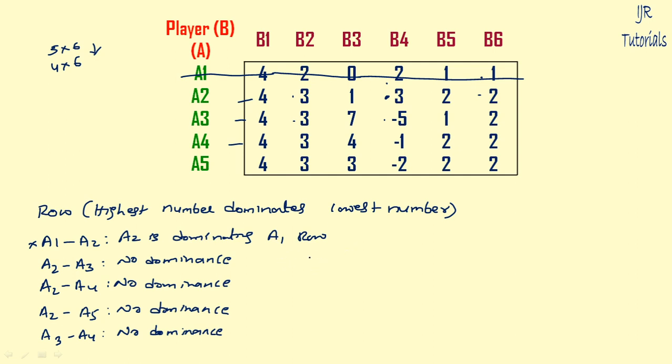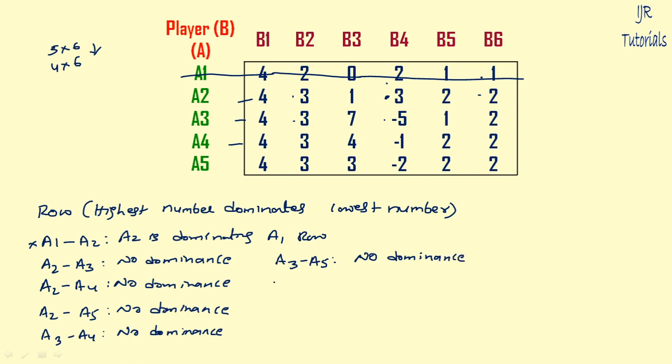Next comparison, A3, A5. A3, 4 and A5, 4, both are dominating each other. And A3 and A5, that is 3 and 3, both are dominating. 7 and 3, so 7 is the highest number, 3 is the lowest number. So 7 is dominating, that is A3 is dominating A5. And here on the fourth, minus 5 and minus 2, that means minus 2 is dominating minus 5. That means A5 is dominating A3. Up to 3 numbers A3 is dominating, but here after that A5 is dominating. So we can say that no dominance exists.